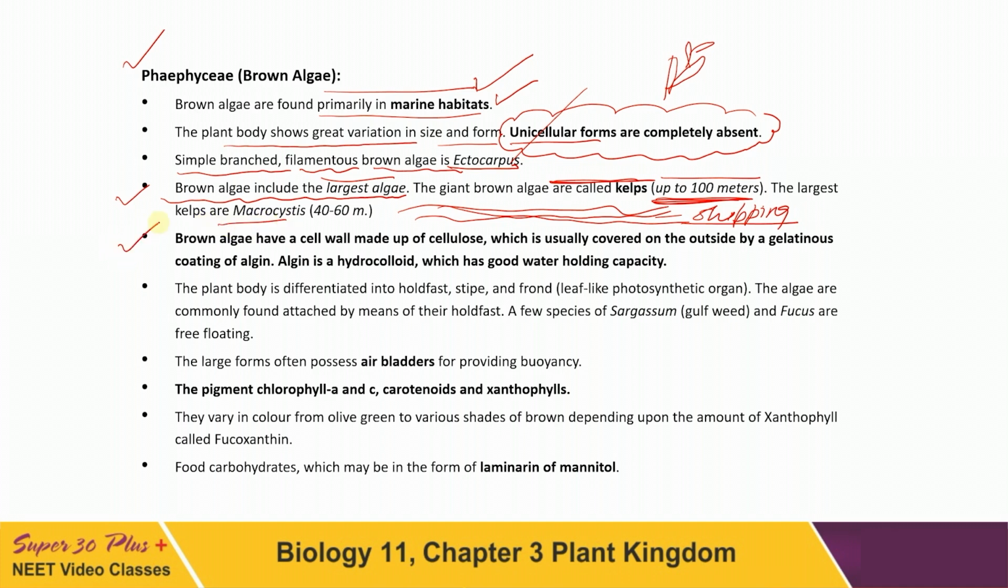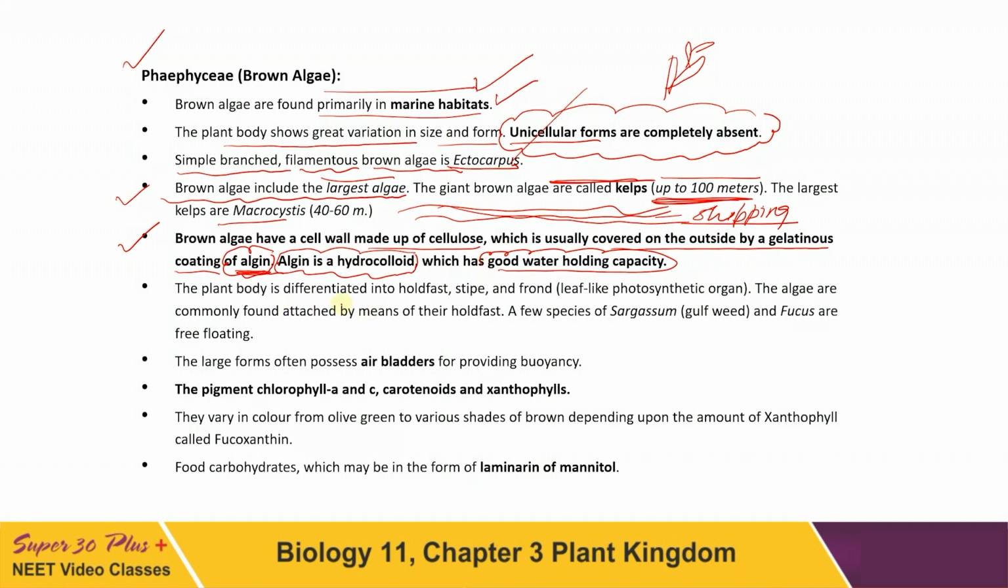Regarding the cell wall, it is made up of cellulose, characteristic of algae, which is covered on the outer side by a gelatinous coating of algin. Algin is a water-loving substance. This is a hydrocolloid, which means a water-loving substance. It has good water holding capacity, and this is being used in different ways.